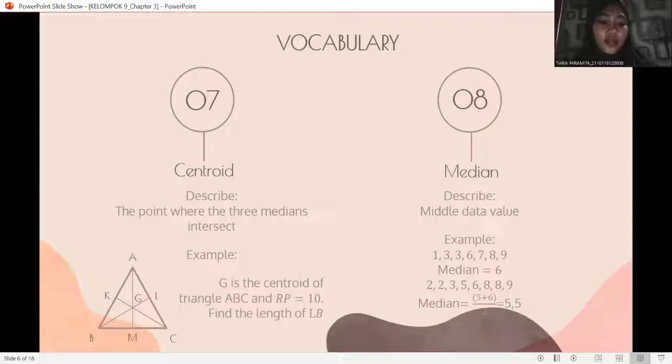Okay, vocabulary 8. Median. Describe: the middle data. Example: 1. 1, 3, 3, 6, 7, 8, 9. Median is equal to 6. 2. 2, 3, 5, 6, 8, 8, 9. Median equals 5 plus 6 divided by 2 equals 5.5.